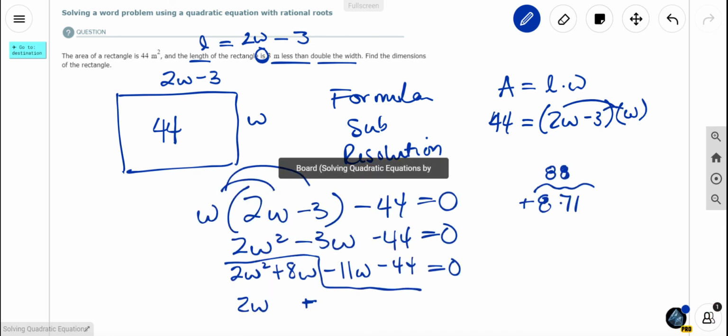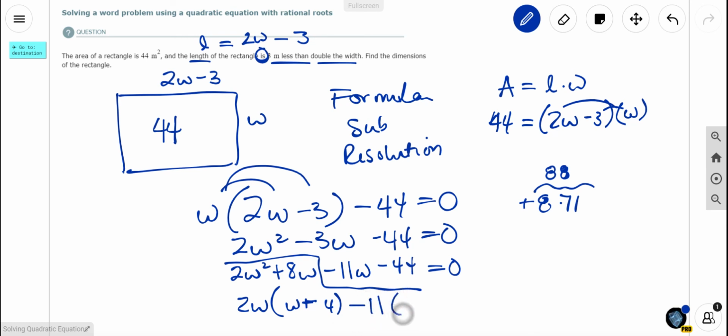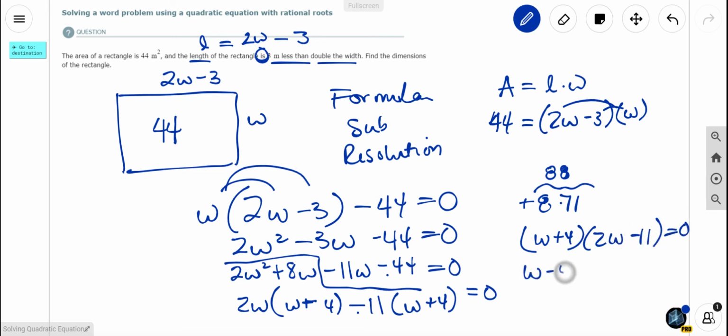2W times W plus 4. I think it's just refreshing. 11 is in common. What's in common? 11. W plus 4, not minus 4, because a negative times a positive is a negative, equals 0. So our final answer is going to be W plus 4 times 2W minus 11 equals 0. And now set these equal to 0.